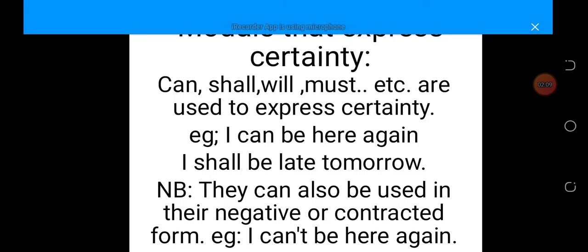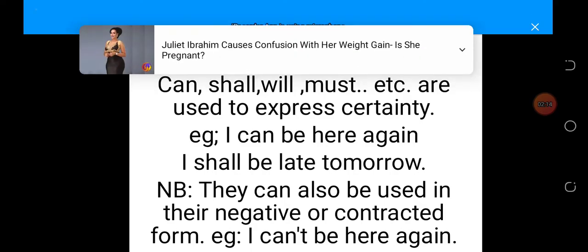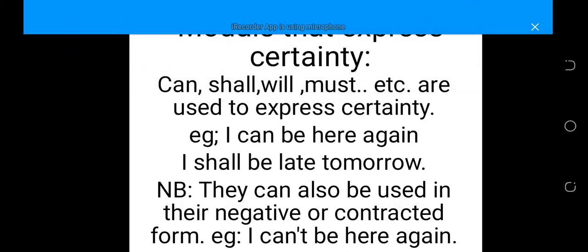With these two sentences, it is obvious that the person is sure that this activity will hold or will not hold. We should also know that these modals can be used in their negative or contracted form, where we use the negation, the word not. So: I can't be here again. The person is sure that he's not going to make it again or another time. He won't or she won't be there.